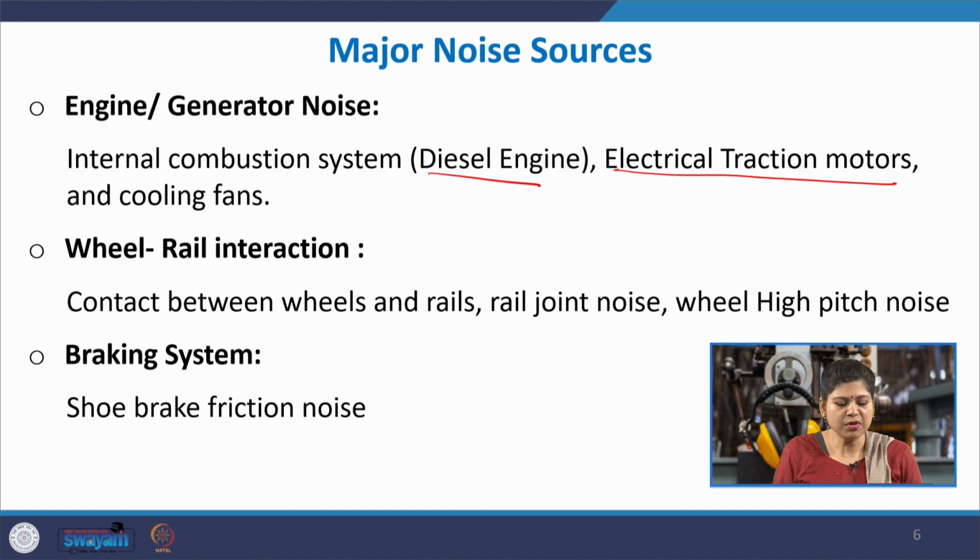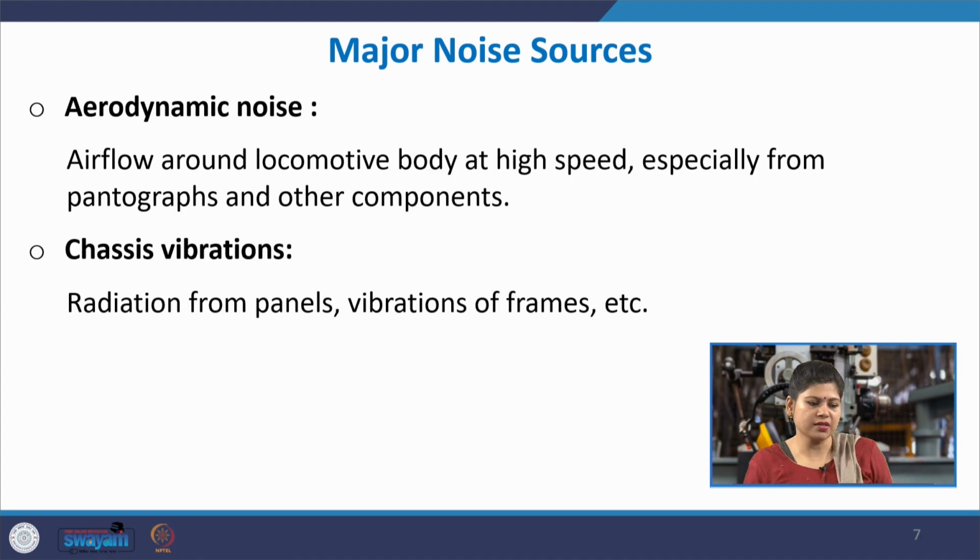In the braking system, shoe brake friction noise is usually generated in typical passenger trains. Then you have the aerodynamic noise: the airflow around the locomotive body at high speed, around various outer body components such as the pantographs or other exposed components of the train. Whenever the train is moving at high speed, the air flows around it, turbulence is created and aerodynamic noise comes. Then we have the chassis vibrations, usually the vibration from the frames and other components, as well as the radiation from the panels, all of this structure borne noise.